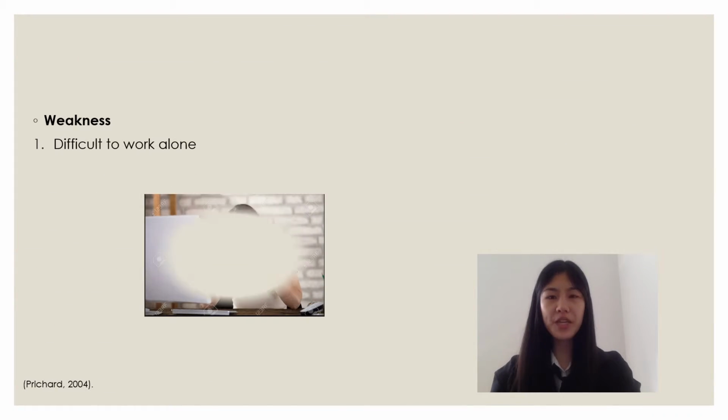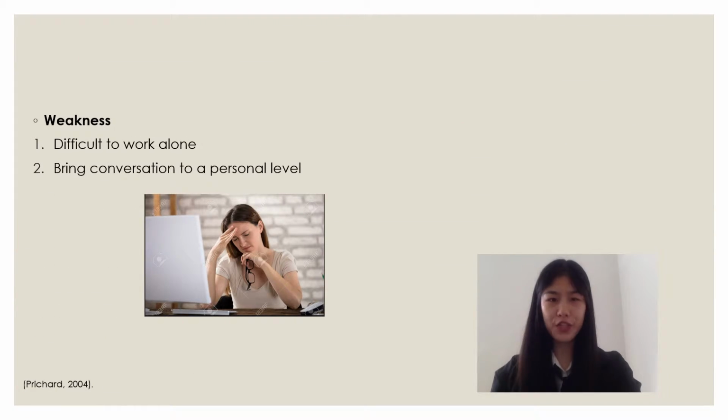However, there are also communication weaknesses of being an extrovert. In the MBTI, it states that extroverts like to draw energy from people around them. It could become a weakness if I have to work alone on individual tasks. It tends to be more difficult to get useful ideas because I like to communicate with others and bounce ideas off. In addition, another communication weakness is I tend to bring the conversation to a personal level.